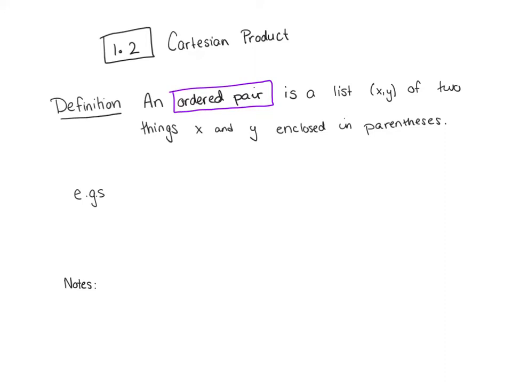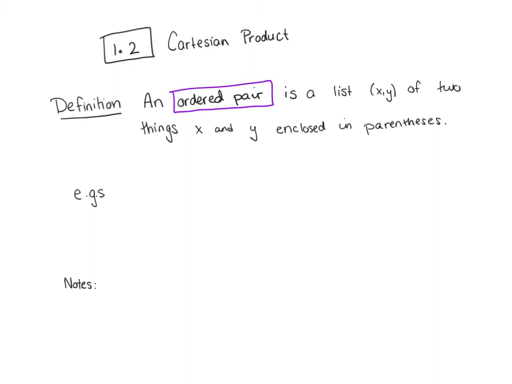Section 1.2 covers the Cartesian product. So we're going to start with the definition of an ordered pair. An ordered pair is a list, written as parenthesis x, y, close parenthesis, of two things, x and y, that are enclosed in parentheses. Right, so what are the important parts of an ordered pair here?